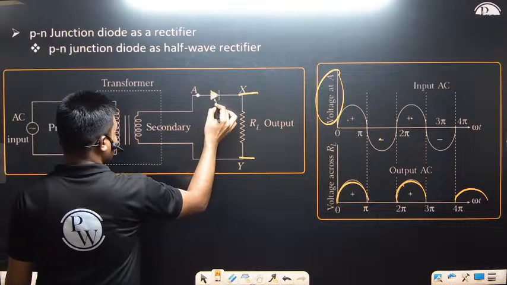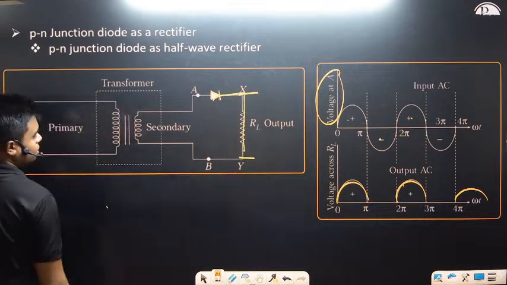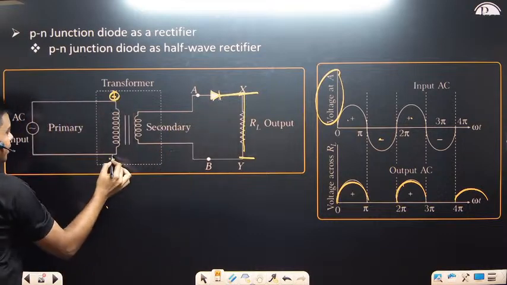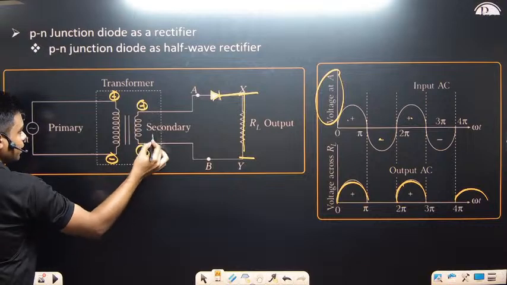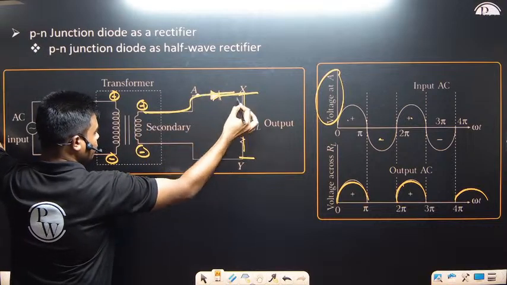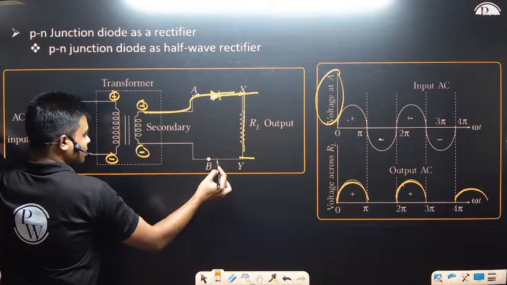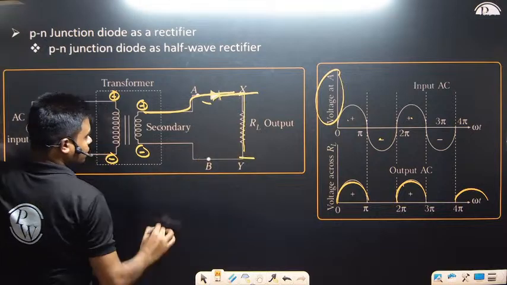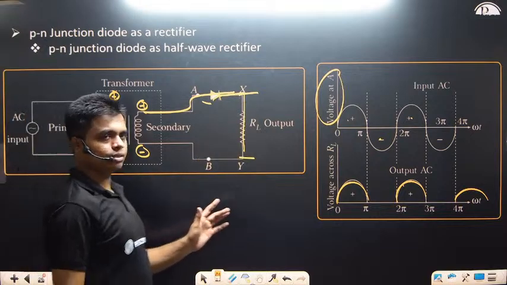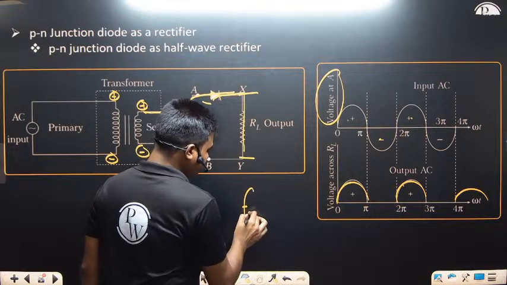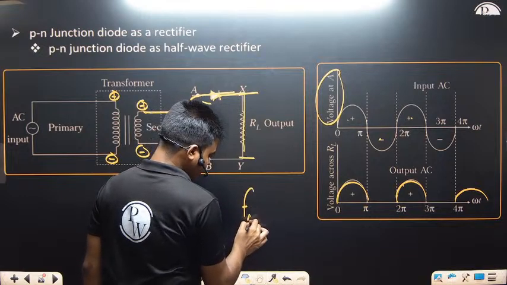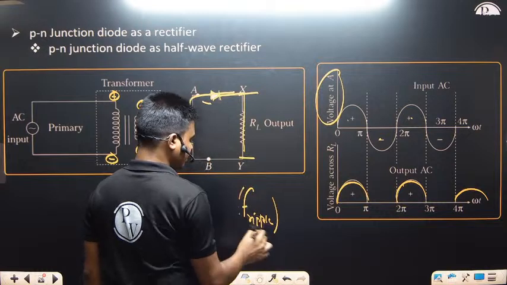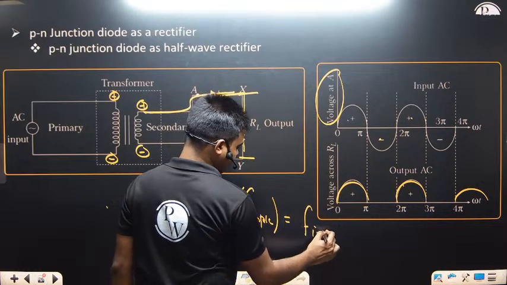We can check that one single diode is connected. Let's say this one is positive, this one is negative. Initially for the first half cycle this will be forward bias, and for the next half cycle this will be reverse bias. So no current will be flowing in the reverse half cycle. Here we can write that the frequency of the ripple in this case is equal to the frequency of the input.